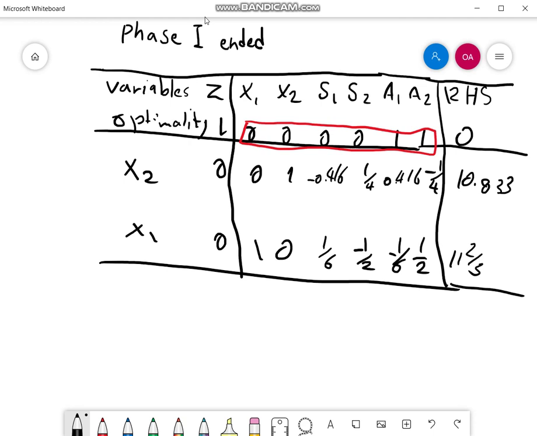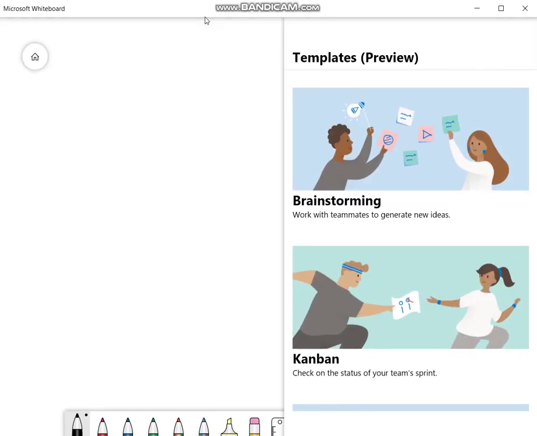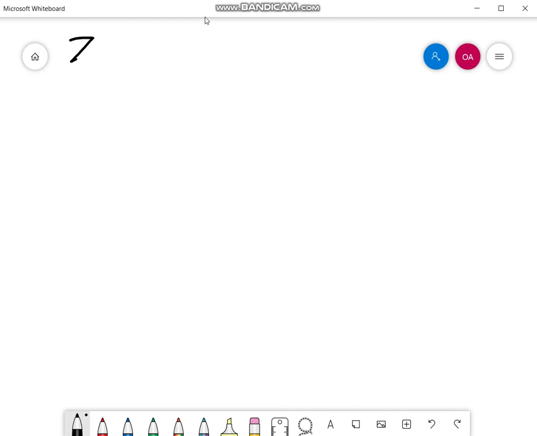To start the second phase, we need to add the contribution of my z function. Remember, we started with a minimization problem and then switched it back to maximization. So my maximization is z equal to minus 25 x1 minus 35 x2. Then I will start my second phase to calculate the cost of the production equation.